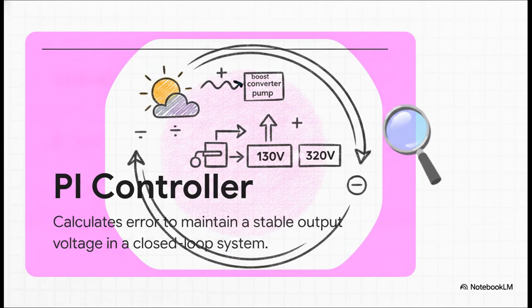That stands for proportional integral controller. Because remember, solar energy fluctuates. If a cloud blocks the sun, our 130 volts drops, which means our 320 volt output will drop unless the system adapts. The PI controller creates this amazing closed-loop feedback system. It constantly looks at the actual output voltage, compares it to our desired 320-volt target, and calculates the error. It's just constantly doing the math in real time to figure out exactly how hard our boost converter pump needs to work right now to maintain total stability.